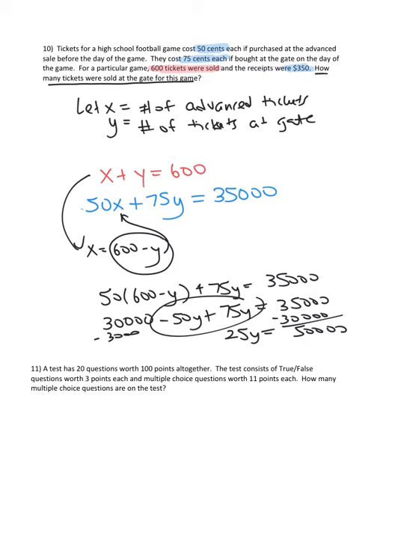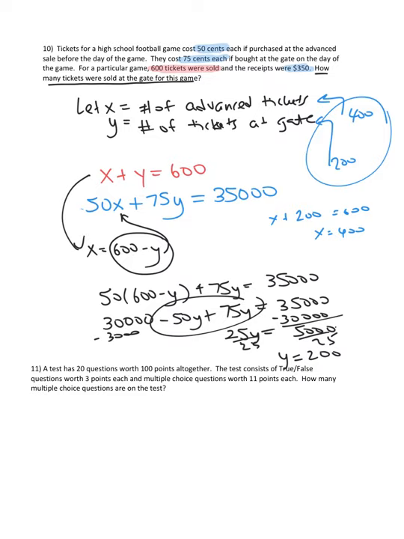Oh, one too many zeros. Okay. So when I divide by 25, y equals 200. So that means that there were 200 of the advanced tickets. No, sorry, tickets at the gate. This one is 200. And then I'm going to plug into either equation. The first one looks much easier. 200 plus x equals 600. So that'll be 400. So there were 400 advanced tickets sold before the game. And those are my two answers.